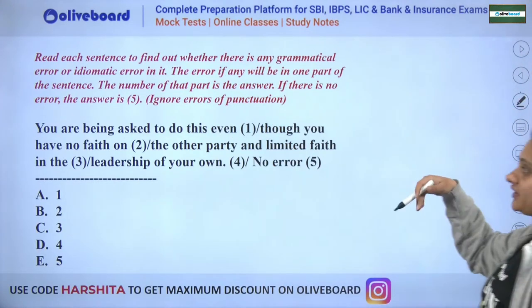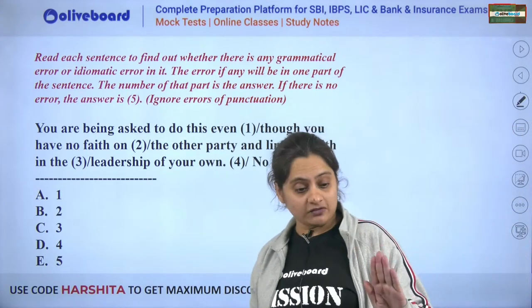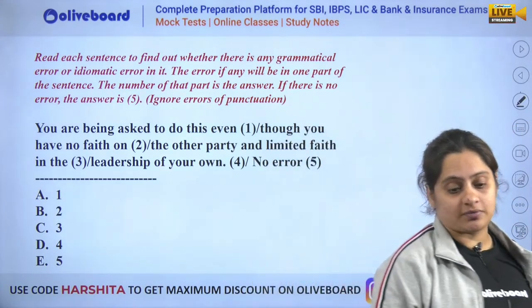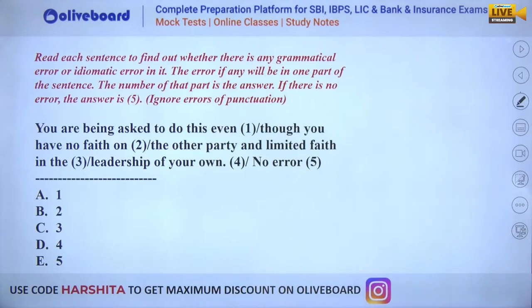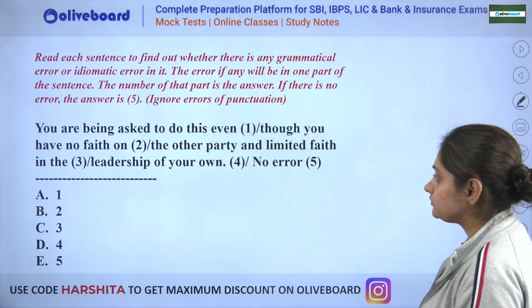Now, you have the next set. Set two. Five questions. Simple one-line error questions. So, let's try this also. Five questions on error spotting. Anyone who can give the correct answer for this?